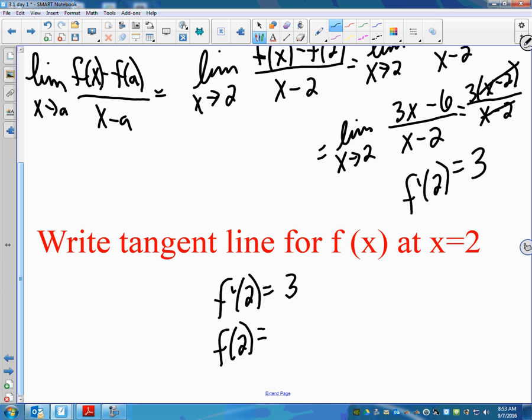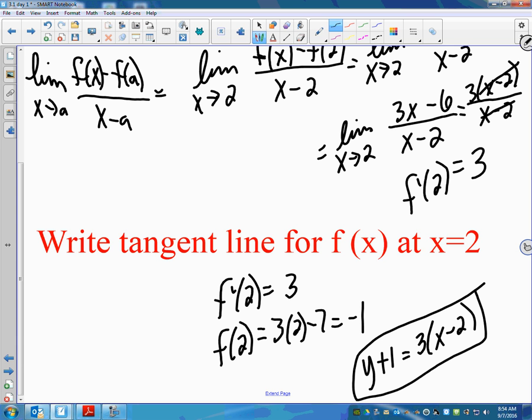So f of x is 3x minus 7. So 3 times 2 minus 7 gives me a y value of negative 1. So I get y minus negative 1 equals my slope times x minus 2. Depending on what form they ask you to put it in, you could change it if you want. This is where, when we have textbook homework, I would say, check the back of the book. If they write it in intercept form, you put it in intercept form. If they write it in standard form, you put it in standard form.